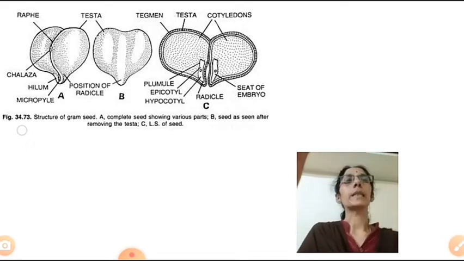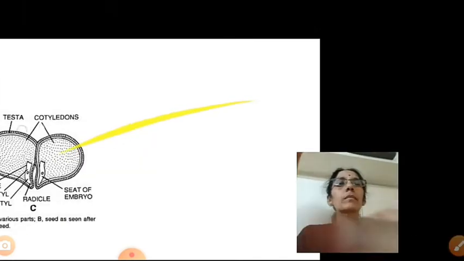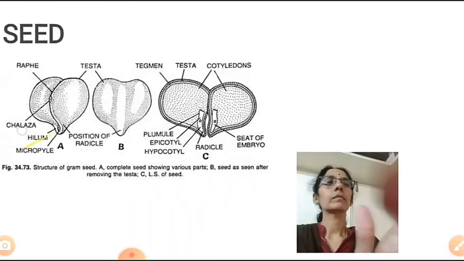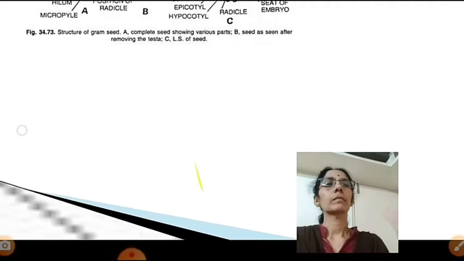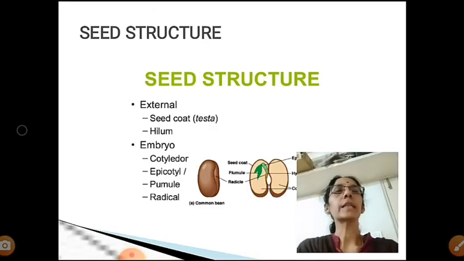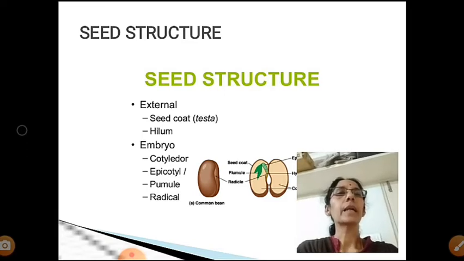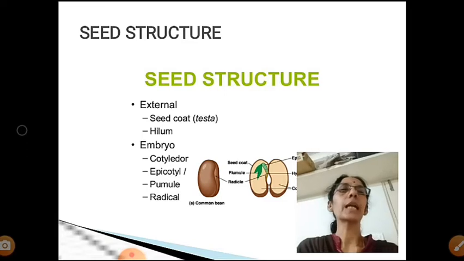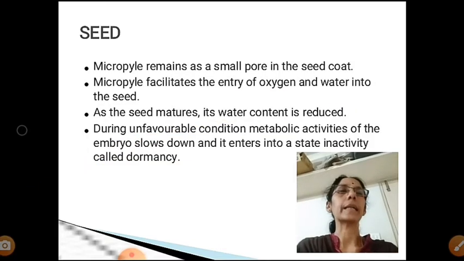Now let us see the structure of a seed. Here you can see testa, tegmen, hilum, cotyledon, hypocotyl, epicotyl, plumule, and the radicle.